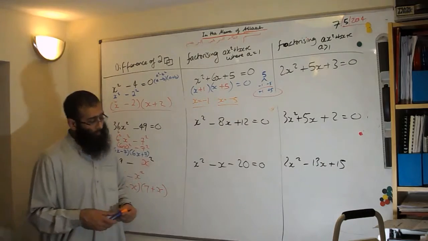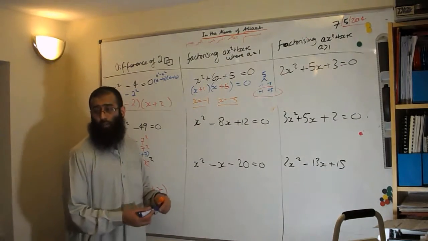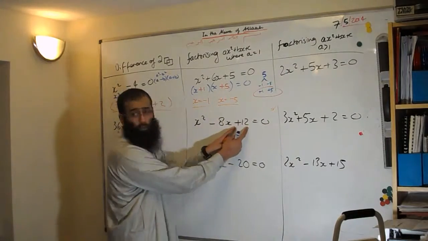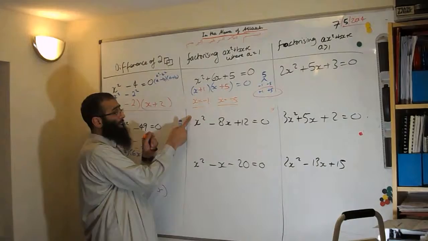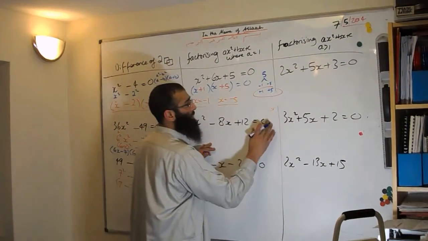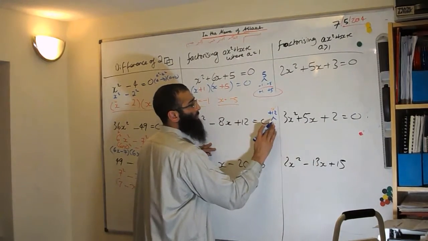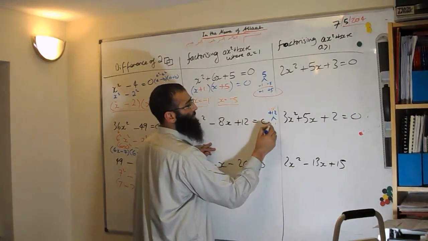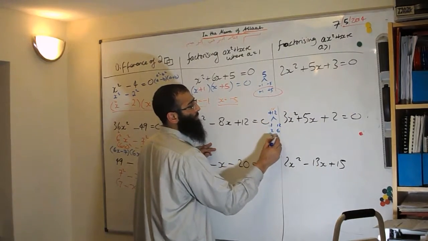Okay, next question. We are looking for two numbers that multiply to give you the last number, 12, but add to give you minus 8. As long as the value here is 1, there's no confusion here. So let's look at the factors of plus 12: 1 and 12, 2 and 6, 3 and 4.